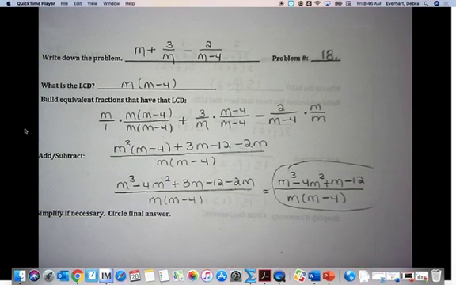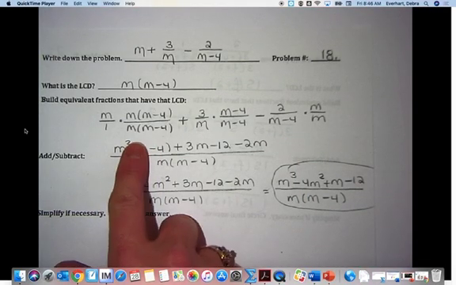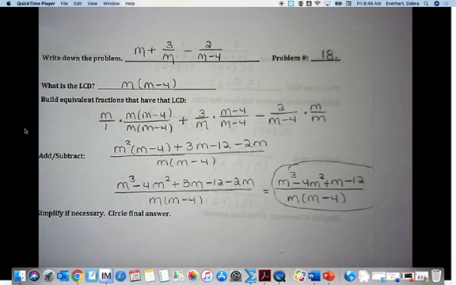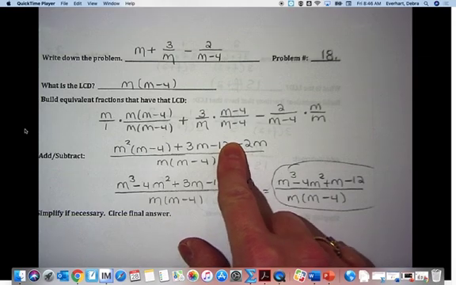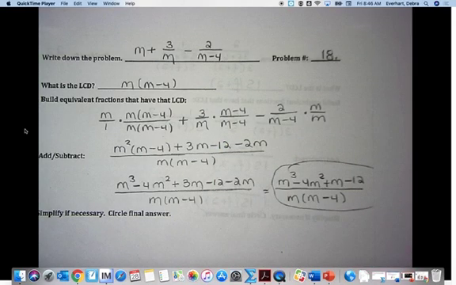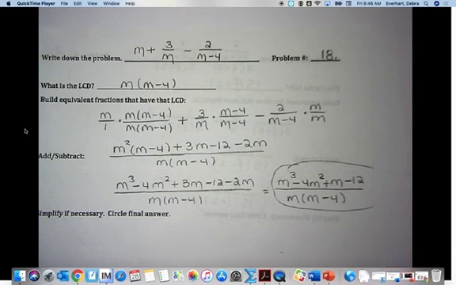I want them to look like m times m minus 4. So the first fraction is missing everything, so I have to multiply by m minus 4 over m minus 4. The second one's just missing the m minus 4, so multiply the top and bottom. Third one, m over m. And then we get that all over that common denominator. So we can add and subtract all those numerators, distribute what we need to, combine like terms, and it didn't factor any further, so we were done.